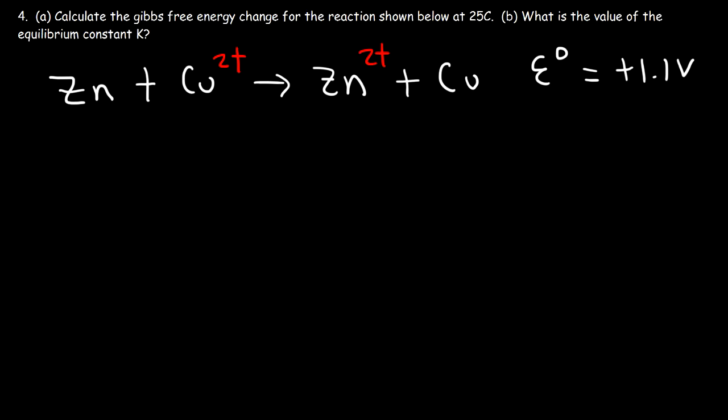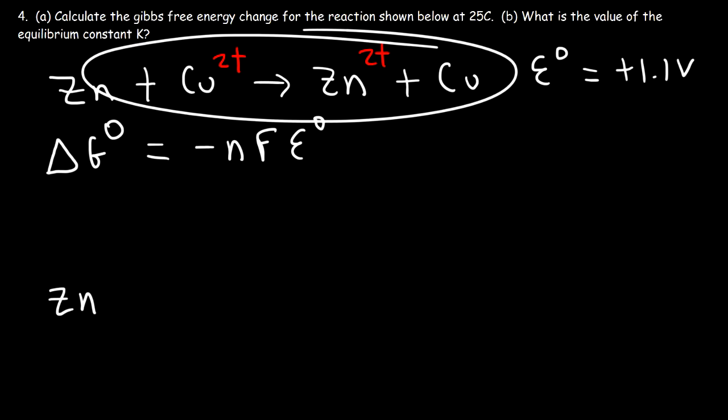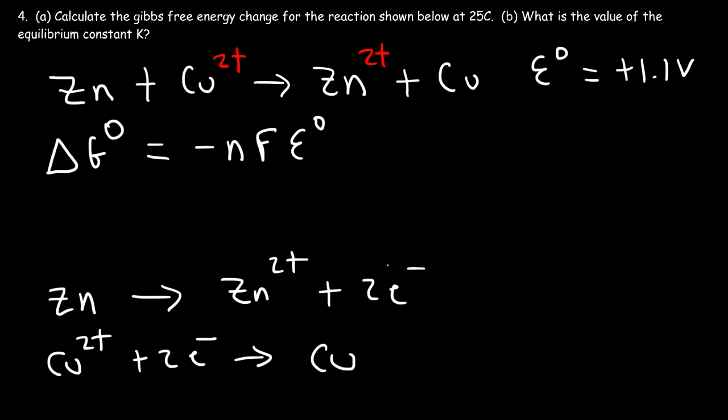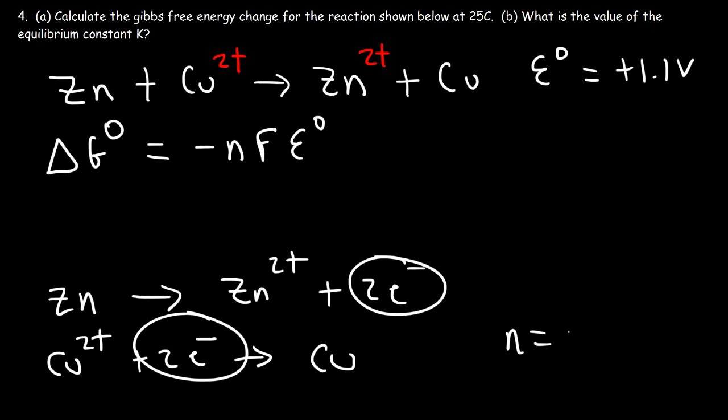Number 4. Calculate the Gibbs free energy change for the reaction shown below at 25 degrees Celsius. So what formula do we need to calculate delta G? Delta G is equal to negative NF times the cell potential. Now first we need to calculate N, and we need to write the overall reaction in terms of half reactions. So zinc turns into the zinc cation by releasing 2 electrons, and the copper 2+ cation needs to acquire those 2 electrons to turn into copper. So the number of electrons in the balanced overall reaction is equal to N. So N represents 2 moles of electrons.